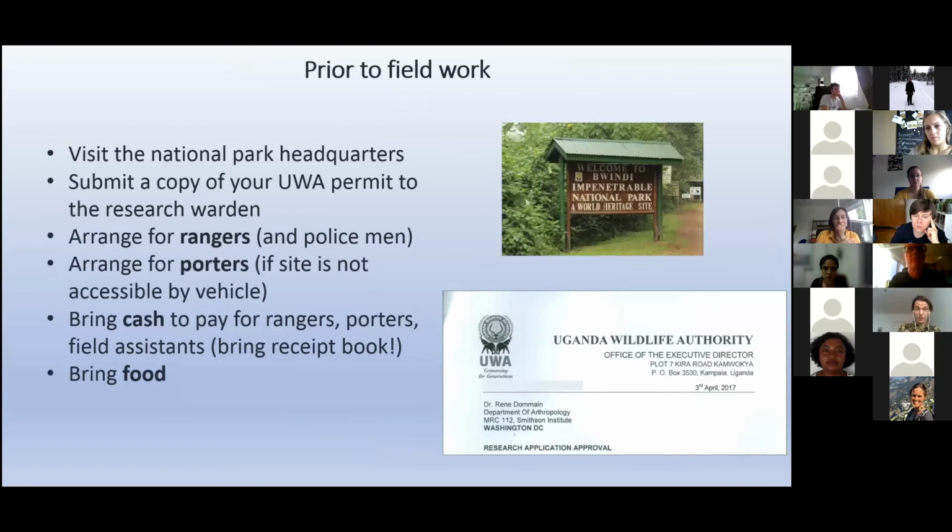We work in a national park, so we cannot just go and start the fieldwork immediately. If you work in a protected area in Uganda, you go first to the headquarters of that protected area, in this case, the national park headquarters. And here you show again your research permit from the Uganda Wildlife Authority. And then they will know what you're doing, and then you have to get rangers and sometimes also policemen. This is for your security, yeah. So you will always have to be accompanied by these people in these protected areas.